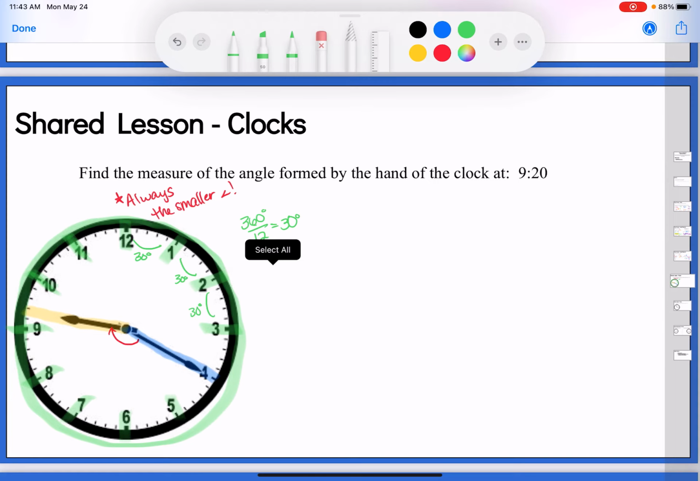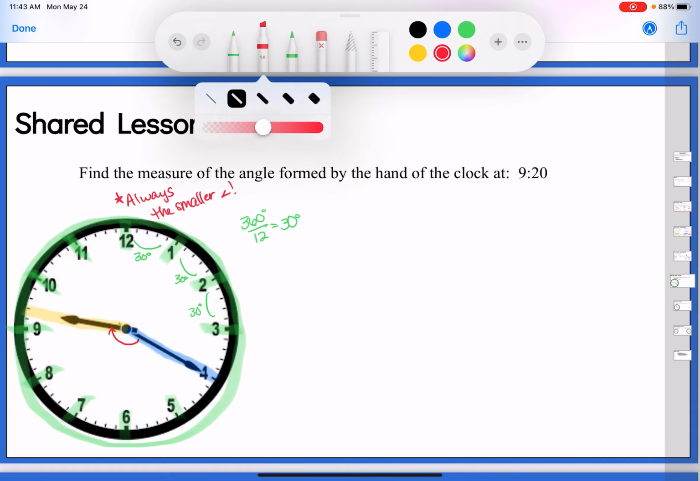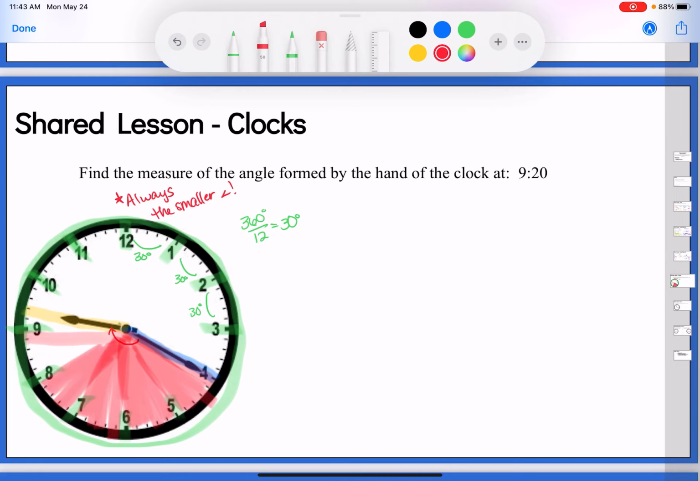So if I look at this angle that I want, well, this covers all of these full sections: 4 to 5, 5 to 6, 6 to 7, 7 to 8, and 8 to 9. All of those full sections, 1, 2, 3, 4, 5 full sections. So I have 5 sections that are each 30 degrees.